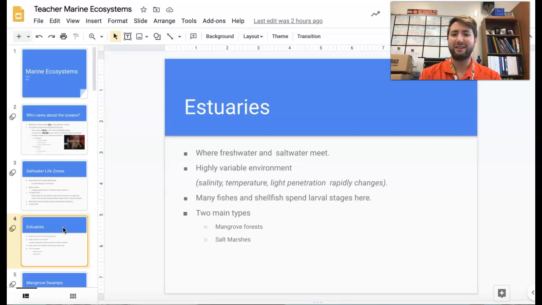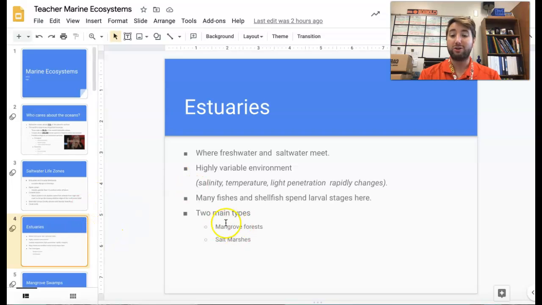So it is very highly variable. Salinity, which is the concentration of dissolved salt, the temperature, and the light penetration are all going to rapidly change. The reason these are so important is because a ton of different species spend their larval stages here because it's safer than being in the intertidal zone or in the open ocean. They hide underneath plants in an estuary, and it's really important.